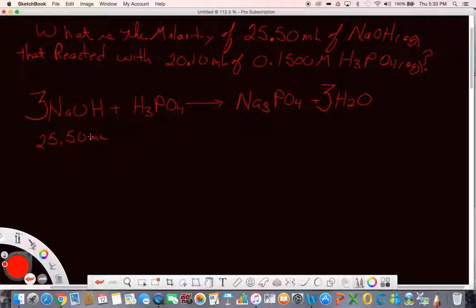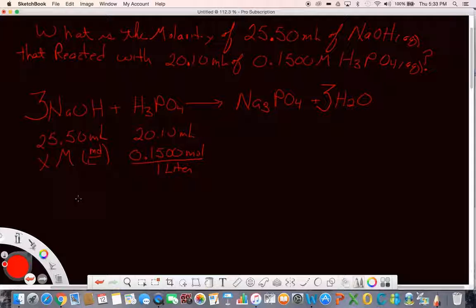So for our bookkeeping, we have 25.50 milliliters. And we want to know the molarity. And remember, molarity is moles over liters or millimoles over milliliters. We know we have 20.10 milliliters phosphoric acid, and we know it is 0.1500 moles over 1 liter.